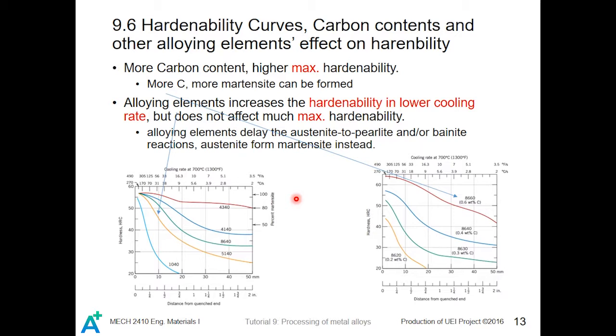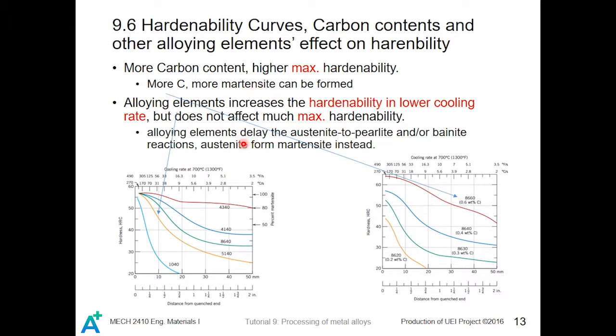And this graph actually shows, this curve shows, different amounts of carbon content. For steel, it will have a different maximum hardenability, which is shown around my cursor. And you can see that for the highest weight percent of carbon, you will have the highest hardenability and highest hardness. And for lower carbon content, it is lower, and so on. So this is about the carbon content.